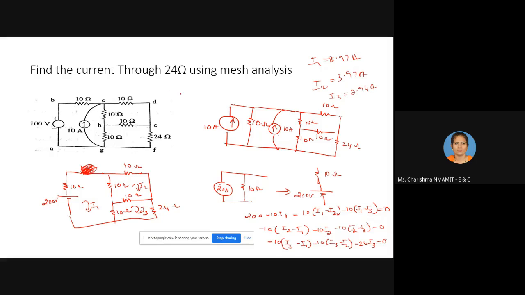So what is asked there? Current through 24 ohm resistor, that is nothing but I3. Current through 24 ohm is asked. What is that current through this particular branch? It is nothing but the mesh current I3, right? So I3 is nothing but 2.94 amps, what we have got.